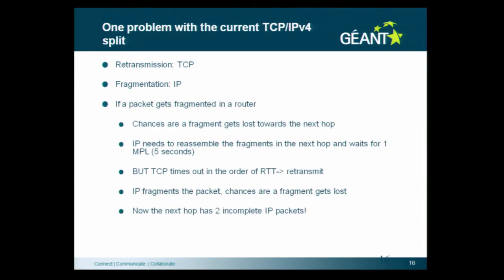So you had fragmentation. When a packet gets fragmented in a router between your endpoints, IP needs to reassemble the fragments in the next hop. So it will wait for something called the maximum packet lifetime, which is 5 seconds. It will sit there waiting for 5 seconds for all the fragments of that one IP datagram to be received. But TCP, which is running on top, times out a lot faster. It doesn't receive an ACK, which is typically on the order of the return trip time between the end hosts. So it will engage a retransmit of the entire packet.